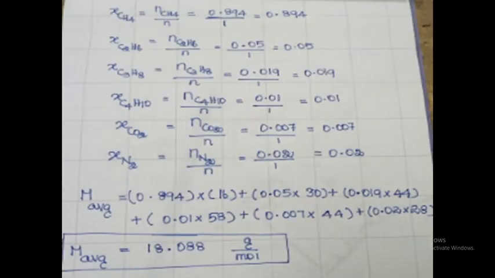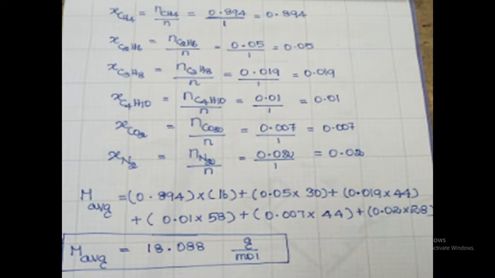First we are going to calculate the mole fraction of these components. What is mole fraction? Individual moles divided by total moles. So the first component, methane. Methane mole fraction is equal to individual moles of methane divided by total moles. Individual moles of methane is 0.894. This is given in our problem. Total mole is equal to 1 mole. This is the basis of our problem. That is equal to 0.894.